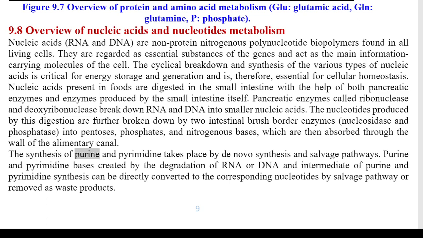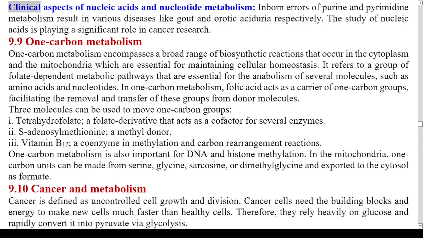The synthesis of purine and pyrimidine takes place by de novo synthesis and salvage pathways. Purine and pyrimidine bases created by the degradation of RNA or DNA and intermediates of purine and pyrimidine synthesis can be directly converted to the corresponding nucleotides by the salvage pathway or removed as waste products. Clinical aspects of nucleic acids and nucleotide metabolism. Inborn errors of purine and pyrimidine metabolism result in various diseases like gout and orotic aciduria respectively. The study of nucleic acids is playing a significant role in cancer research.